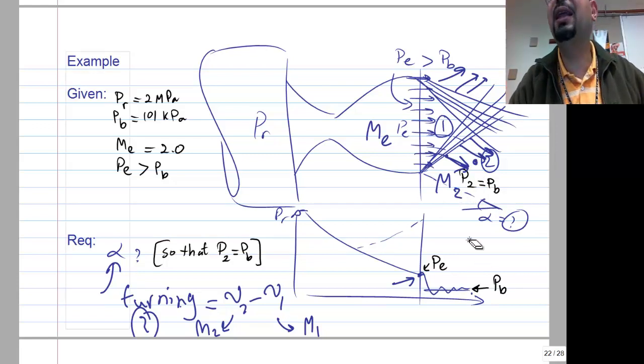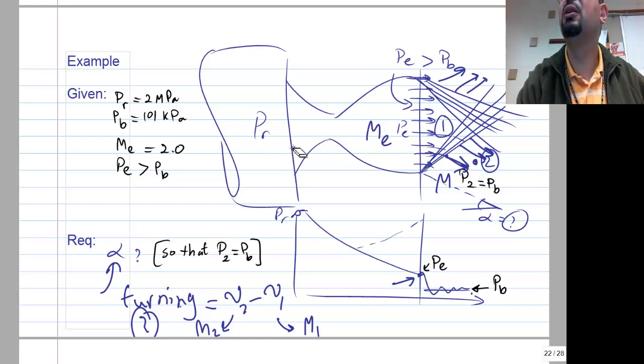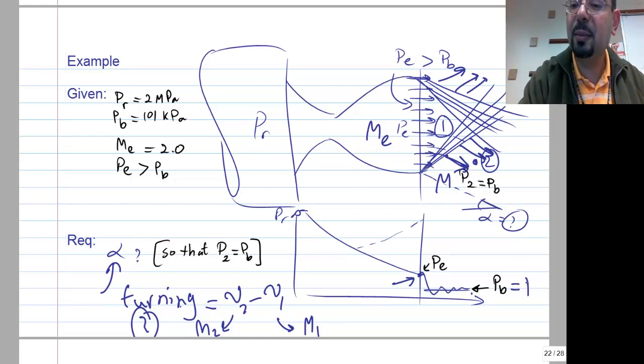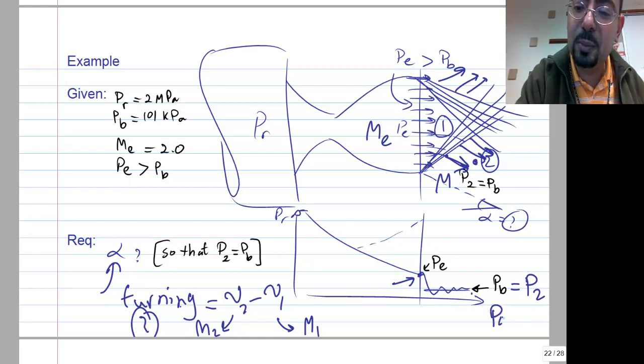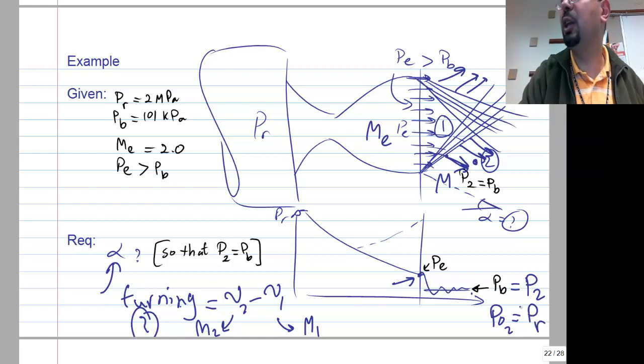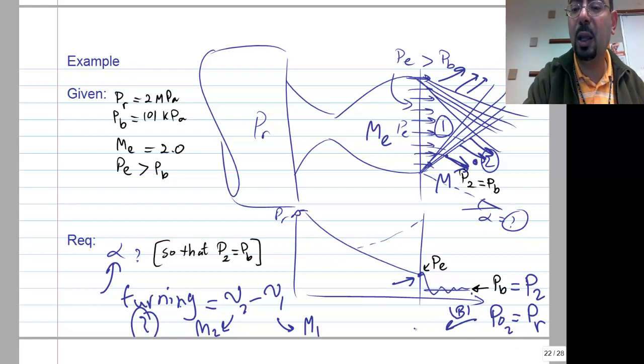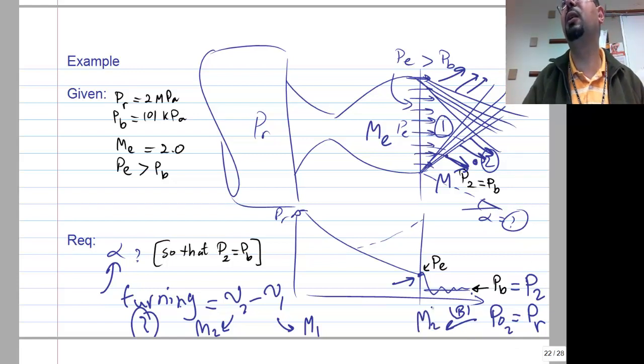Excellent. You can get the Mach number here, because you know the pressure here, static and stagnation. What's P2? That's the P back. That's the whole point. We expand it so that P2 becomes P back. And what's P naught 2? It's equal to P naught 1, which is equal to P naught exit, because the expansion fan was isentropic. So knowing those two, appendix P, you can calculate M2. And from that, you have the angle nu 2, and therefore you calculate the turning.